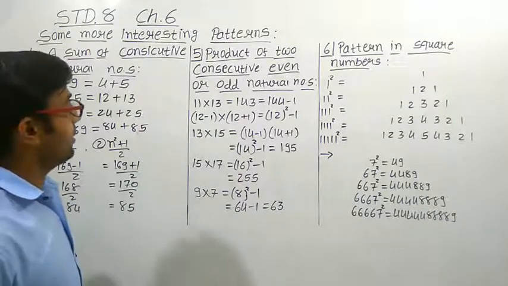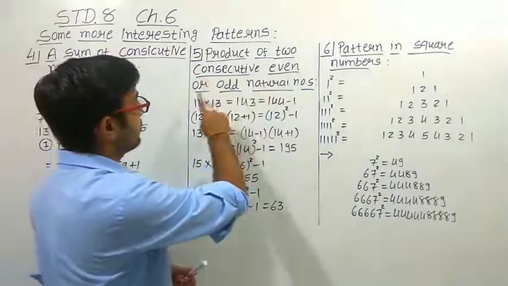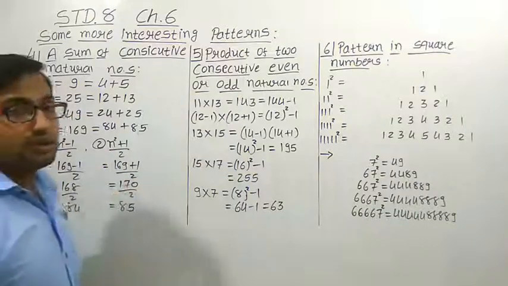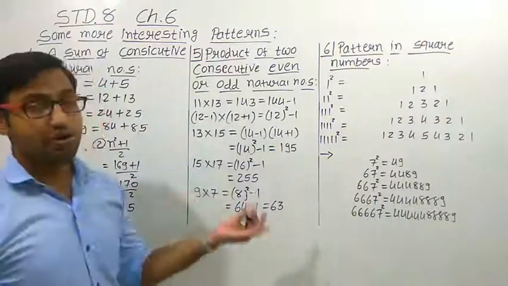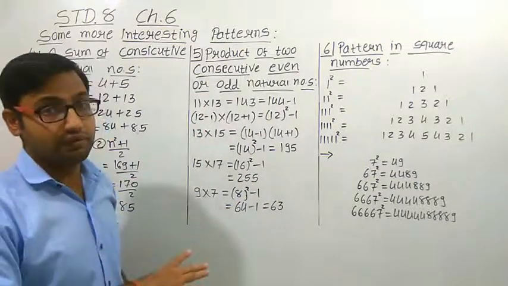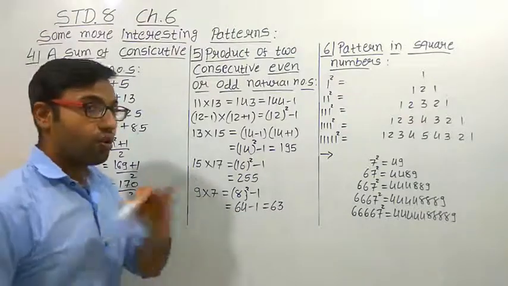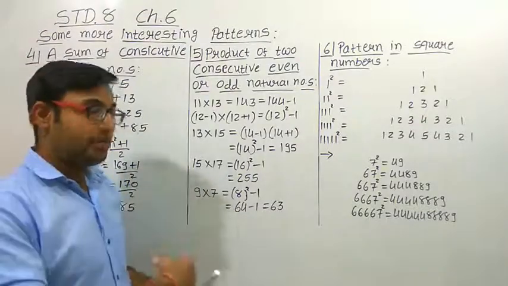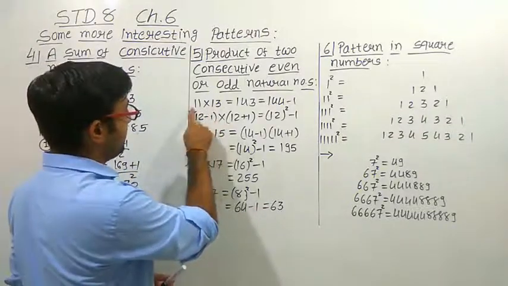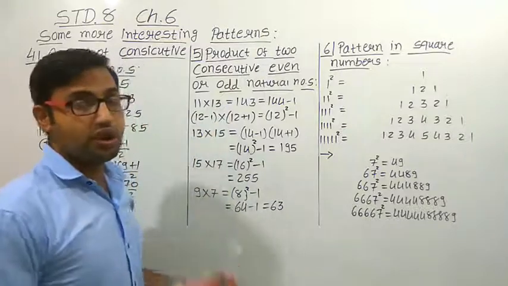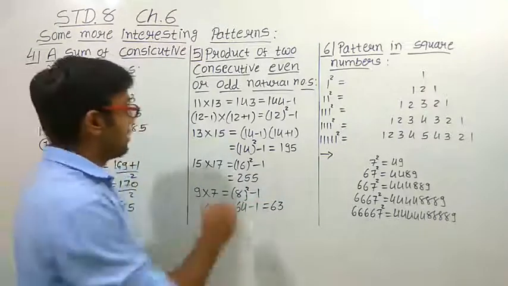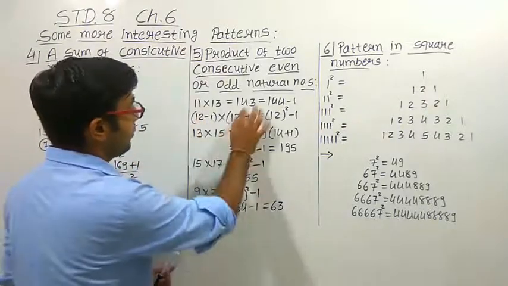Now let us study the fifth pattern, that is the product of two consecutive even or odd natural numbers. Here we studied the addition of consecutive numbers, and now we study the product of two consecutive numbers, either even or odd. They may be either even or odd, but it is not that one number is even and one number is odd. Let us see, if we multiply 11 with 13, the consecutive odd numbers here, because after 11 the next odd number is 13. When we multiply 11 into 13, we get 143.